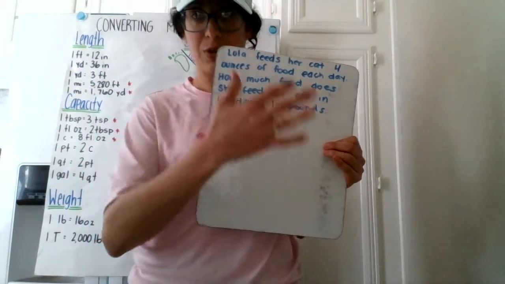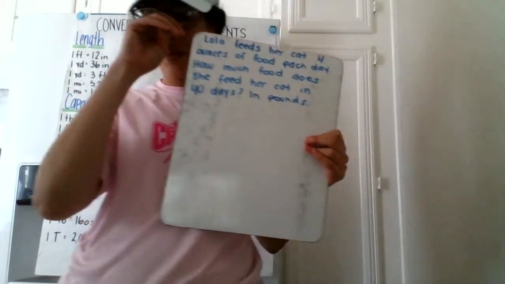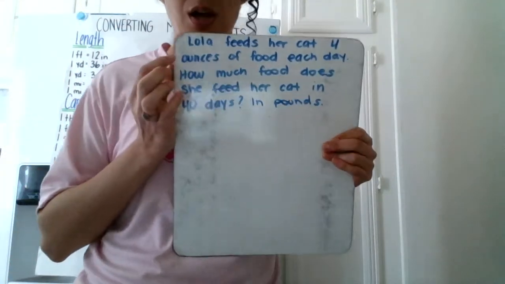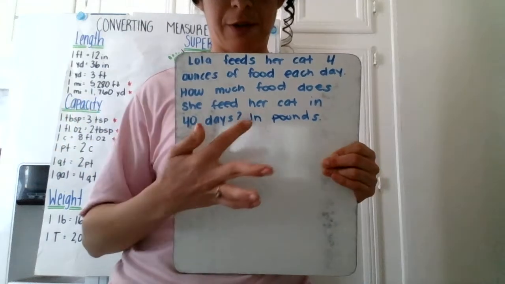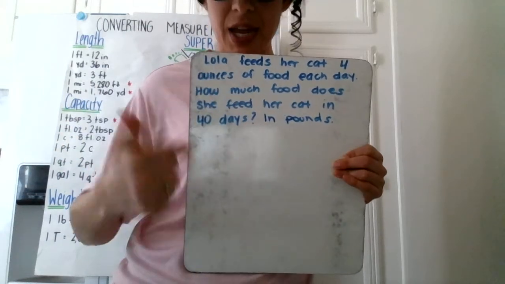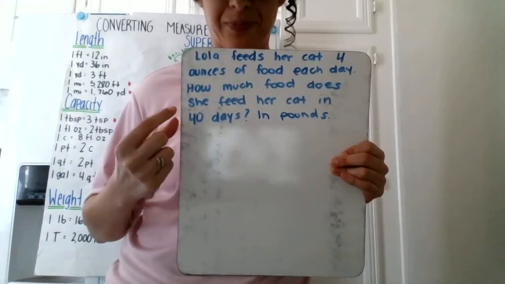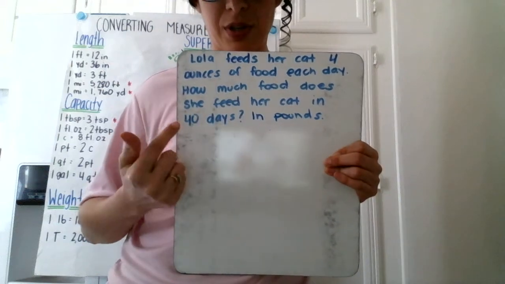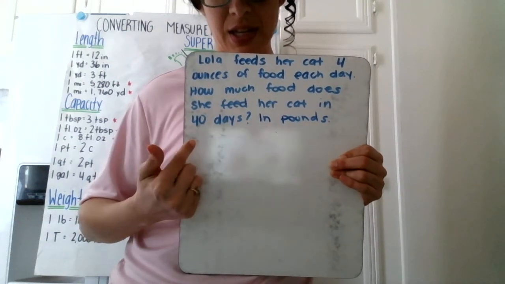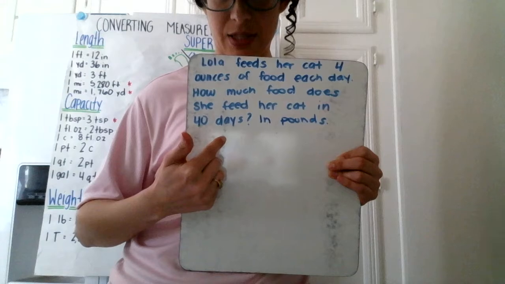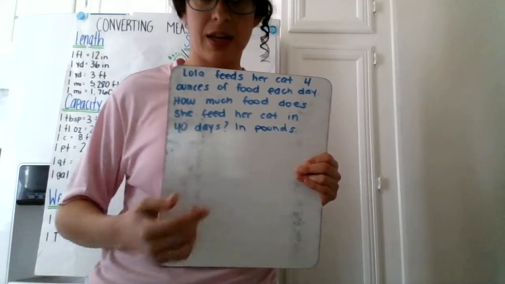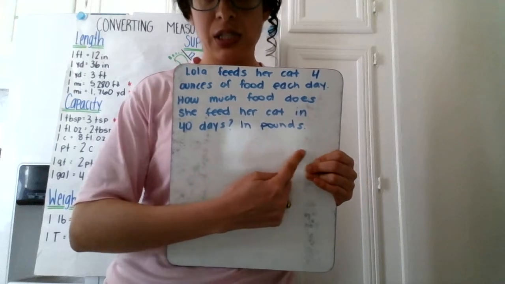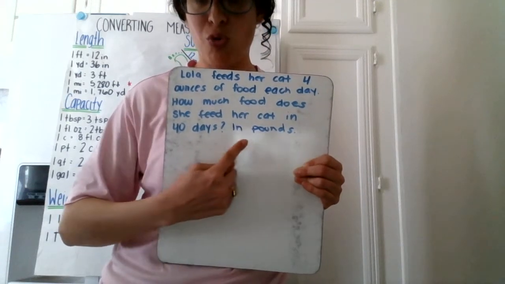I changed the name and I changed the number. Okay? So, Lola feeds her cat 4 ounces of food each day. So every day, 4 ounces. How much food does she feed her cat in 40 days? So for 40 days, I want to know how much food this cat is getting. And my answer needs to be in pounds.